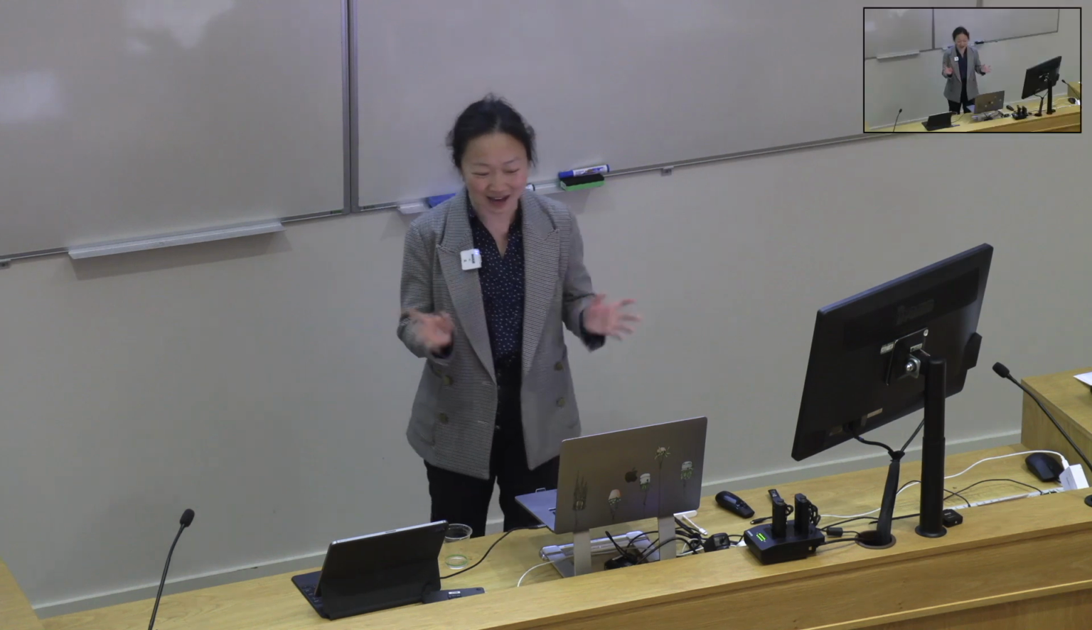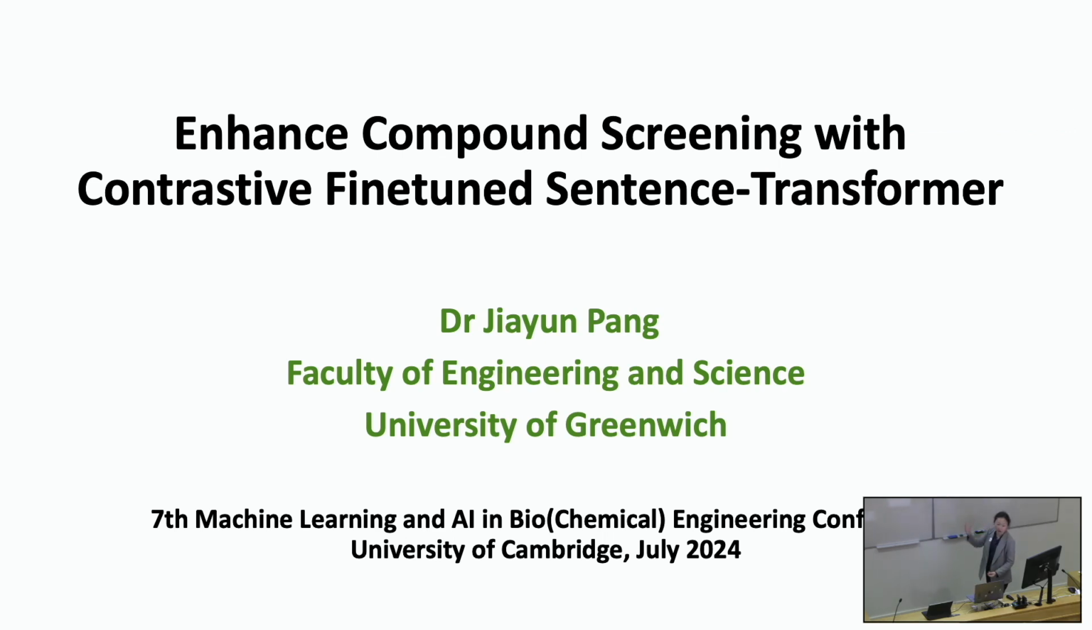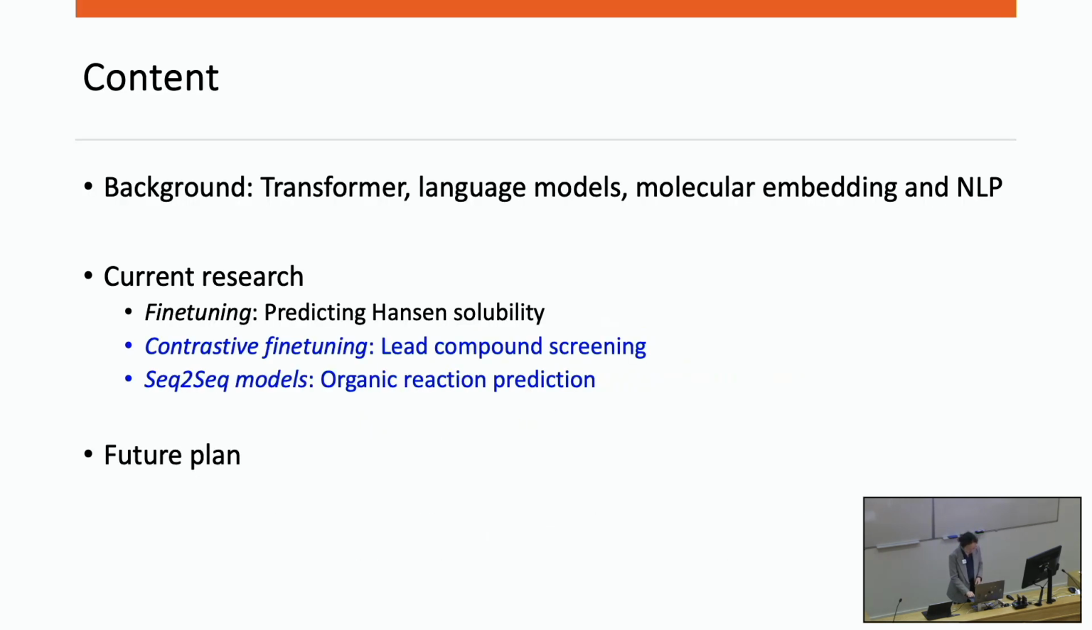I've decided to tone down my title slightly compared to the abstract I wrote, because I realized that claiming enhancing drug discovery is too big a title for my talk. So in the end, I went for a title that is probably more suitable for the content I'm going to talk about: enhancing compound screening with a contrastive-fine-tuned sentence transformer.